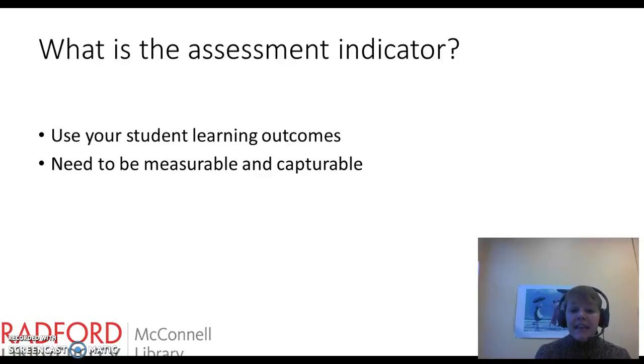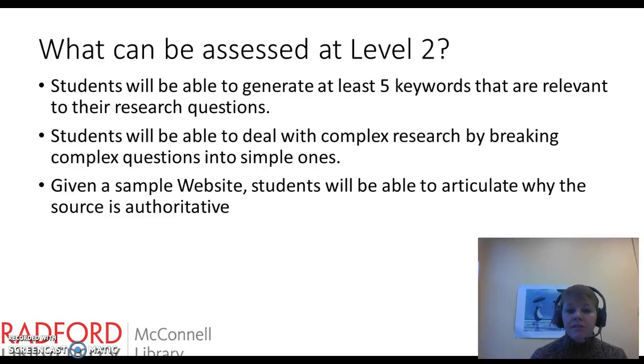The assessment indicator for Level 2 usually ties back to your student learning outcomes. Your lesson plan may have 3, 4, or 5 student learning outcomes, but what you want to do in Level 2 assessment is isolate and assess those that are measurable and capturable. Here are some examples of outcomes that can be measured at Level 2.